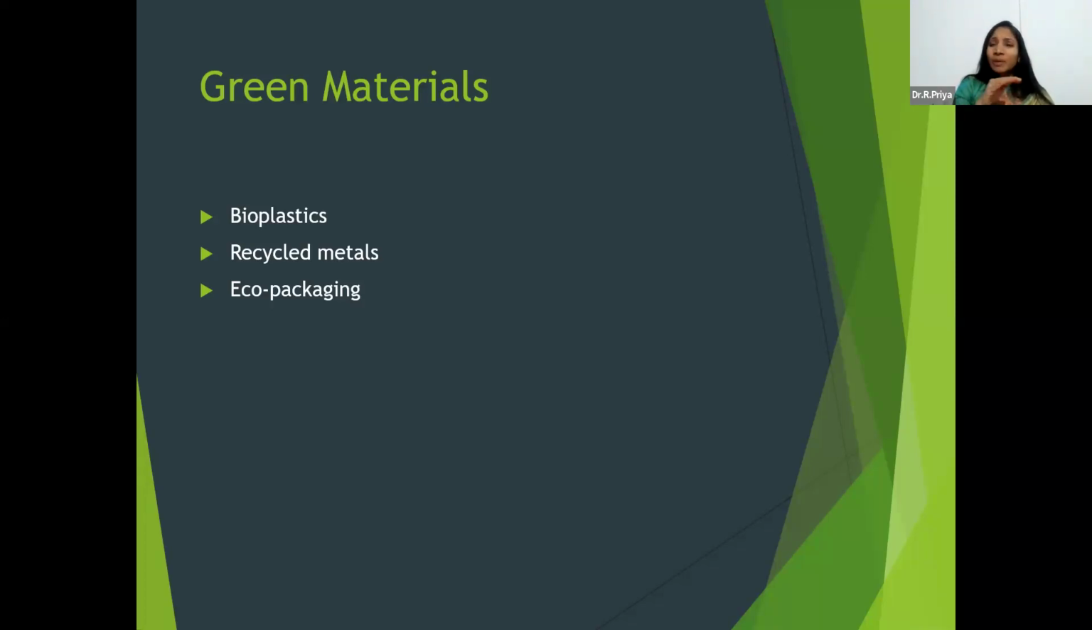molded pulp, right? And plant-based plastics. So this reduces the waste and pollution caused by traditional plastic packaging. By choosing green materials, the manufacturer can make products that are strong, cost effective, as well as environmentally responsible, supporting a more sustainable industrial ecosystem.